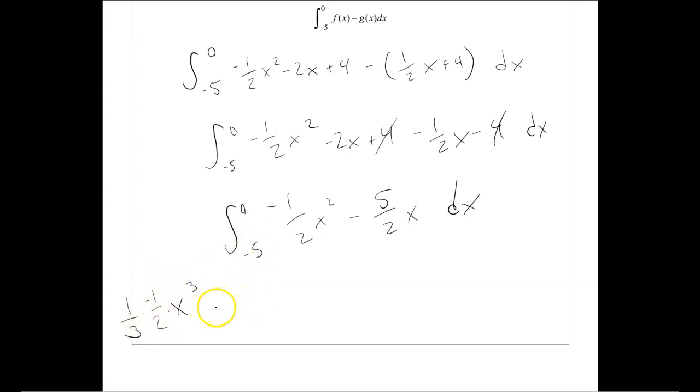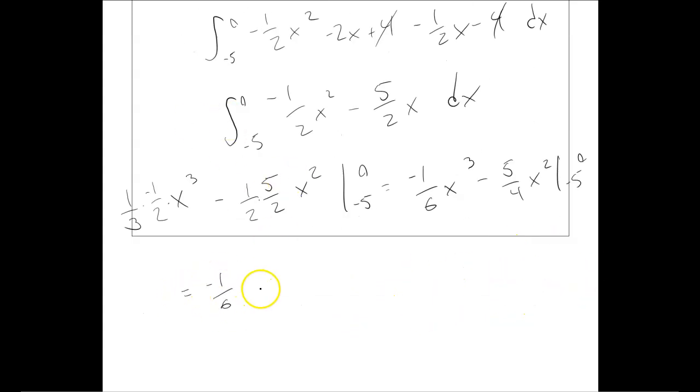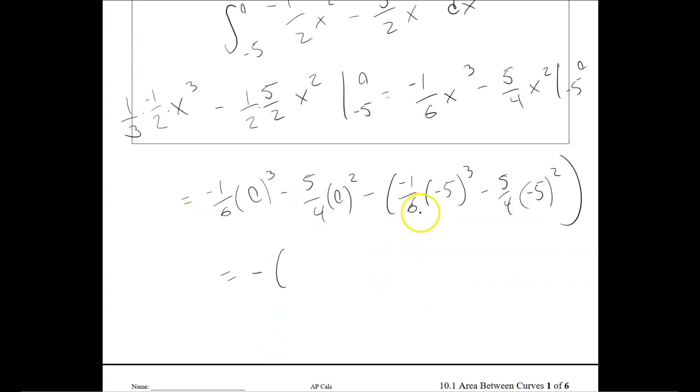Okay, same thing for negative 5/2 x. I'm going to add 1 to the exponent, and then I'm going to divide by the new exponent. And I'm evaluating that from negative 5 to 0. I'm just going to start to simplify. And what this notation means, right, is I plug in 0, and then I subtract what I get when I plug in negative 5. And I'm going to PEMDAS it.